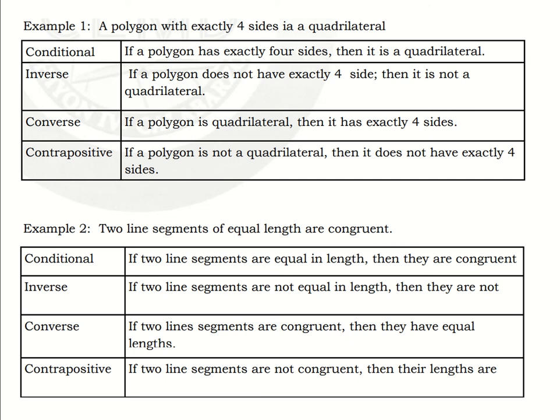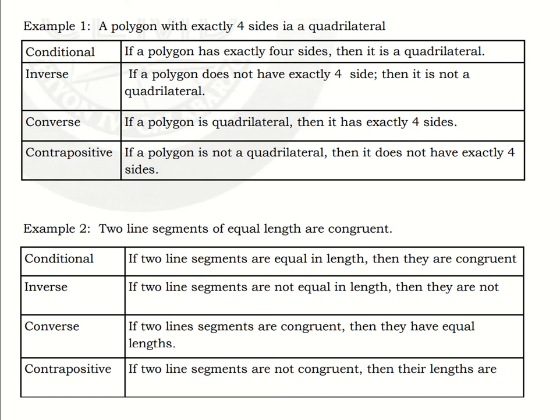Ngayon, sa contrapositive, ganun pa rin naman siya. Yung format ng contrapositive ay katulad nun sa converse, pero ine-negate lang natin siya. Lalagyan lang natin ng mga not. If a polygon is not a quadrilateral, then it does not have exactly 4 sides. Example number 2, two line segments of equal lengths are congruent. Conditional: if two line segments are equal in length, then they are congruent. Ang inverse natin dyan, lalagyan lang natin uli ng not. If two line segments are not equal in length, then they are not congruent.